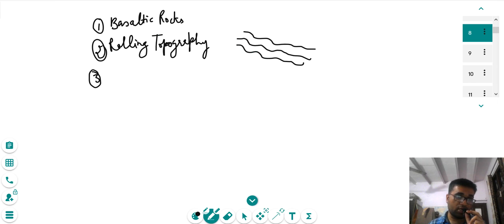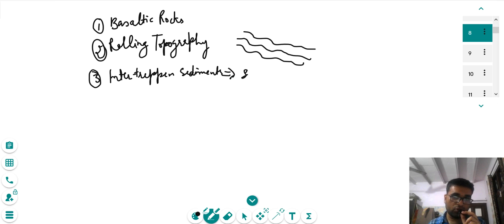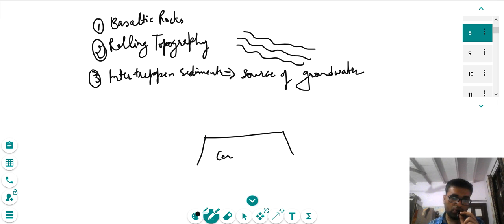Third feature is that it has the intertrappan sediments. Okay. And these intertrappan sediments are a source of groundwater. For example, this is the cratonic shield. This is the craton, the oldest part of the continent.